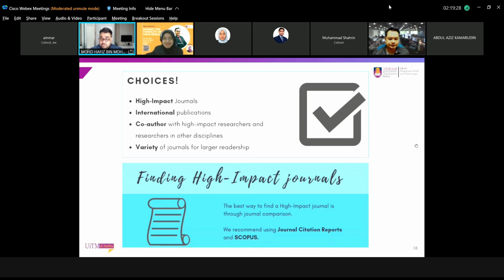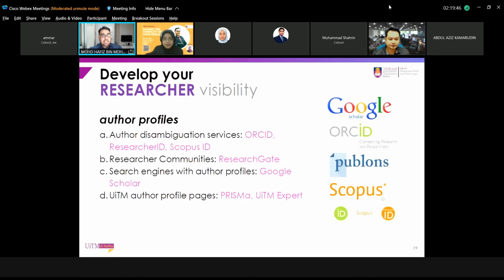Ataupun international authorship. And there's a lot of variety of journal for larger readership, yes. And definitely, I think you have been exposed with how to find the journals from Master Journal List of Web of Science and also Scopus, which is Scimago lah. Okay, so that is research visibility. But now we are going to focus on researcher visibility.